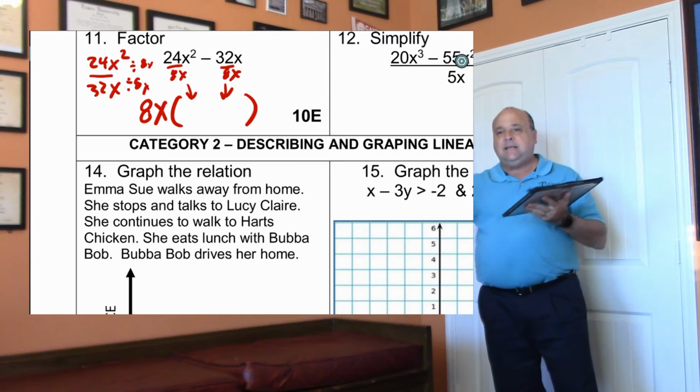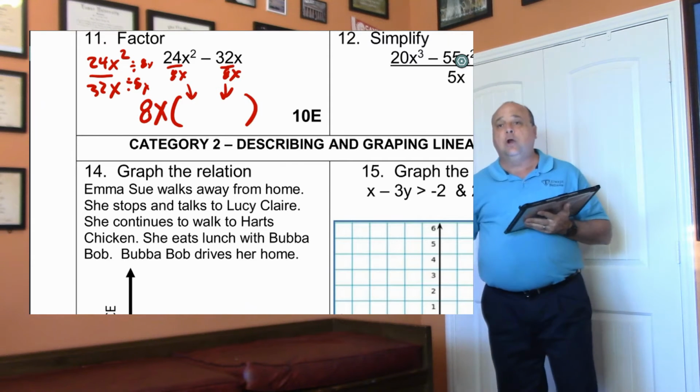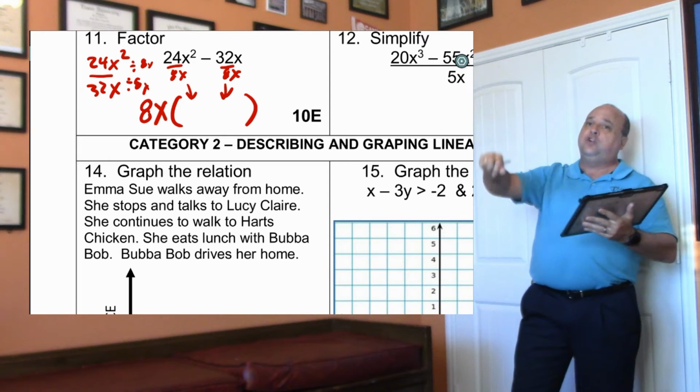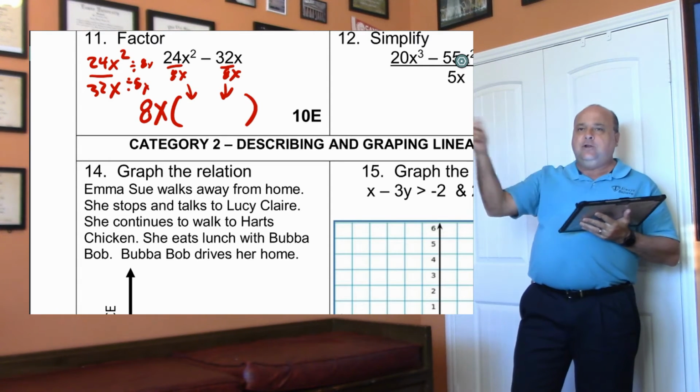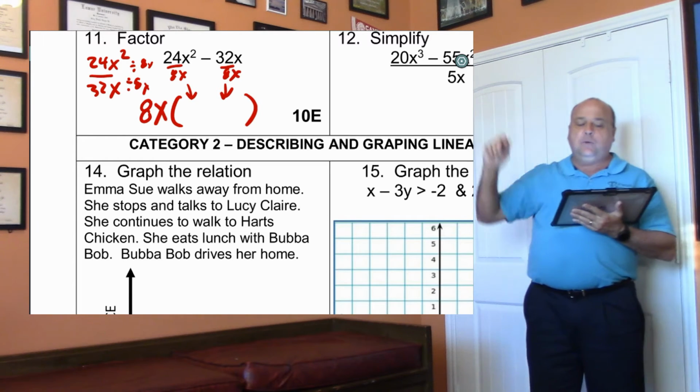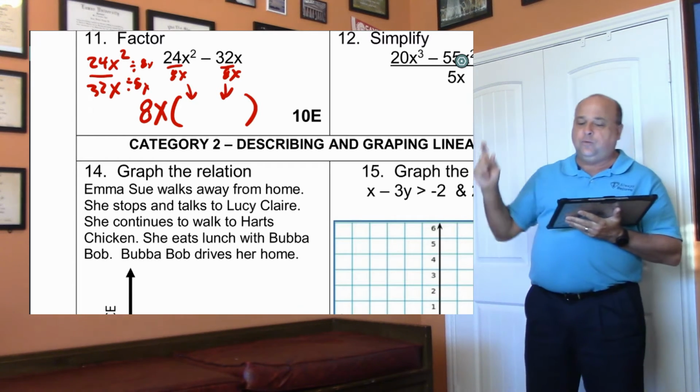Basically, you're undoing the distributive property. So when you undo that distributive property, you're taking the 8x out, and you're basically setting up the distributive property problem that would give you 24x squared minus 32x.